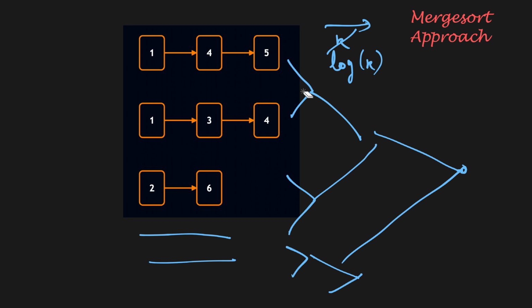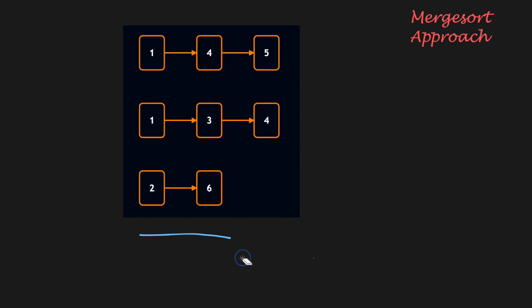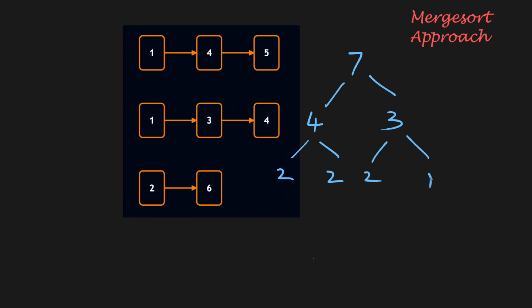Now, the first step in the merge sort logic will be the divide step, where we will split k lists into two halves. For example, if we have 7 lists, then we can split them into 4 lists on the left and 3 lists on the right, forming two subsets, and recursively continue until each subset has only 1 or 2 lists remaining.